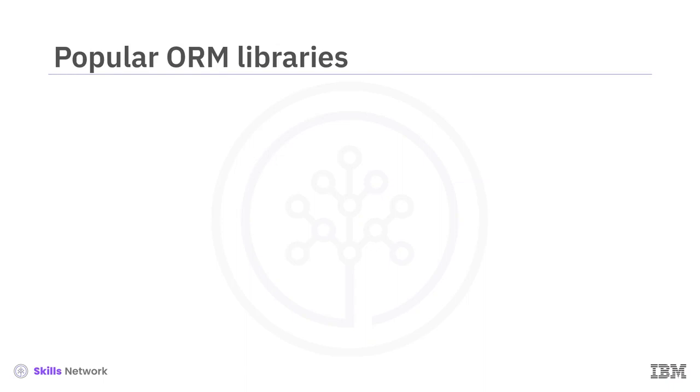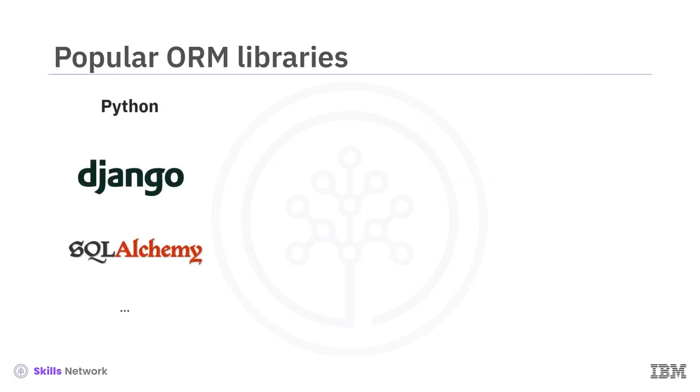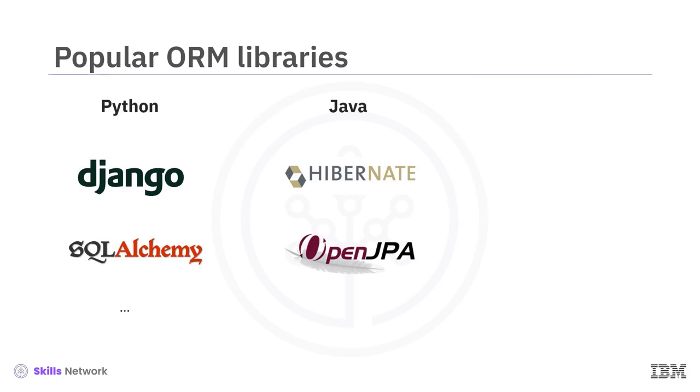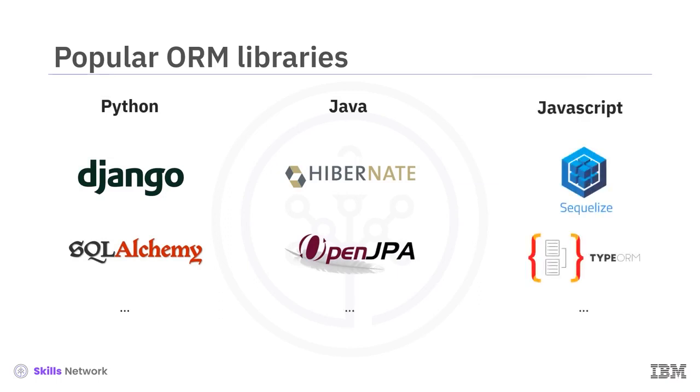Now that you've learned how convenient ORM is, you may want to use it in your application. There are ORM libraries for almost all popular languages. For Python, you can use Django Model and SQL Alchemy. For Java, you can use Hibernate and OpenJPA. And for JavaScript, you can use Sequelize and Type ORM. These are just a few examples. In this course, we'll focus on Django Model.